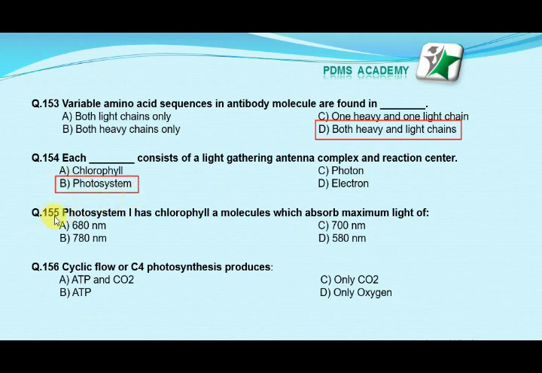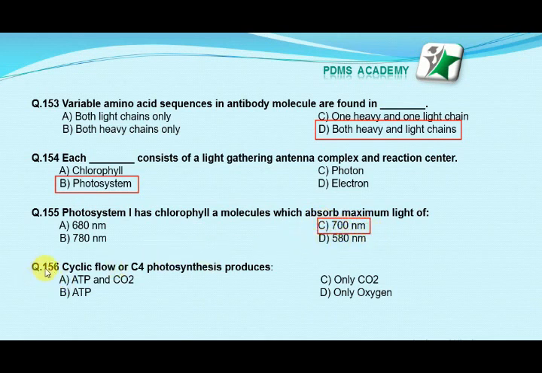Our next MCQ is: photosystem 1 has chlorophyll A molecules which absorb maximum light of: option A, 680 nanometer; option B, 780 nanometer; option C, 700 nanometer; option D, 580 nanometer. Our correct answer is C, 700 nanometer.